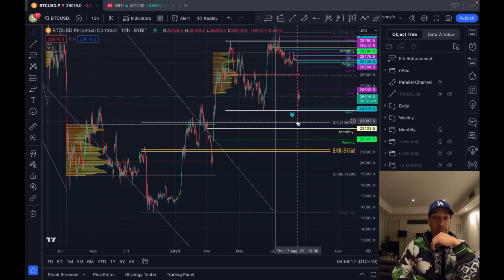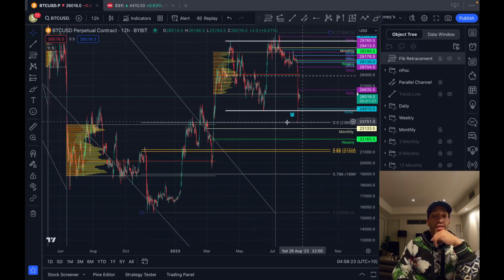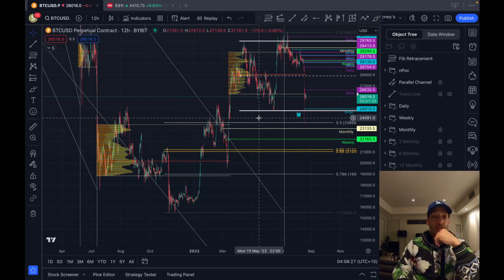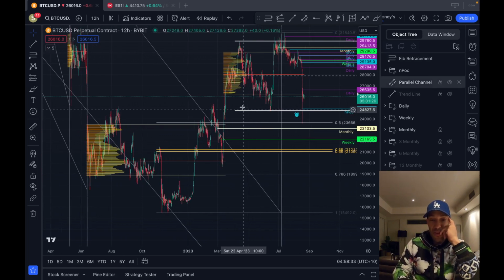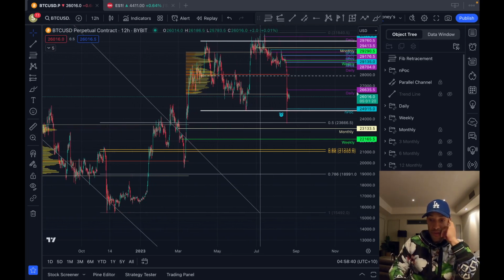bounce just recently. So you can see, guys, as you start to go through your object tree, you start to build up zones of confluence. And obviously in trading, areas of confluence are the most important zones that you want to be looking at on your charts for a possible reaction. So what else have we got?